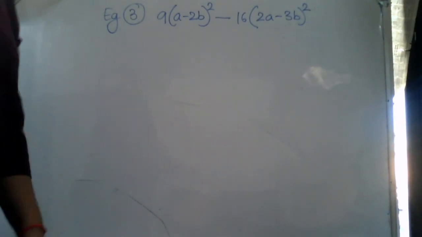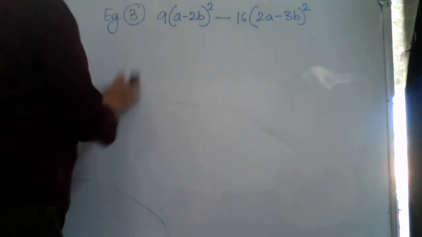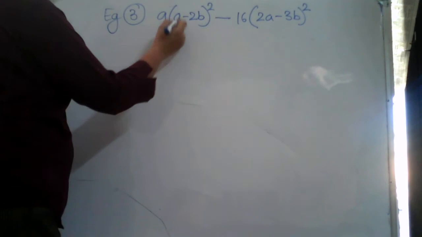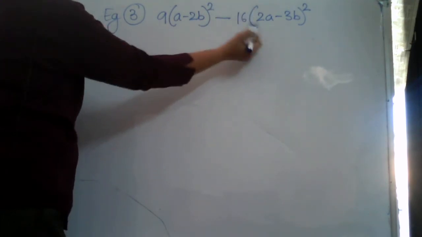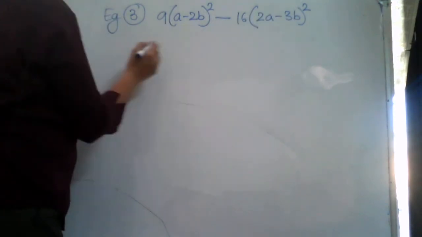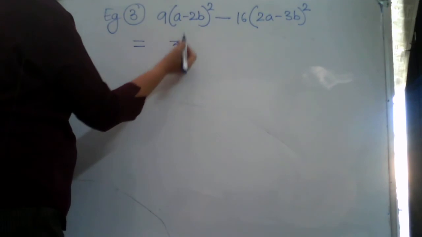Hello everyone. We have a solved example which needs some explanation. Question number 3, first one is 9 into bracket a minus 2b bracket raised to square minus 16 into bracket 2a minus 3b bracket raised to square. Now you can see that this 9 can also be written as 3 square.